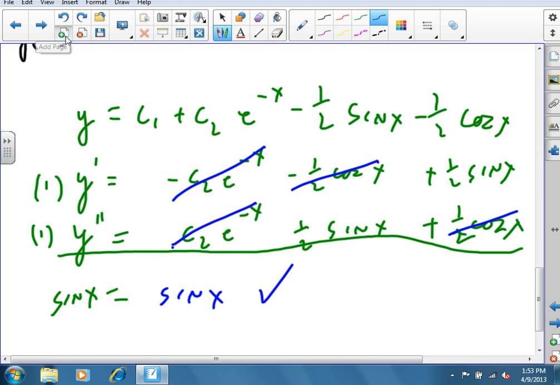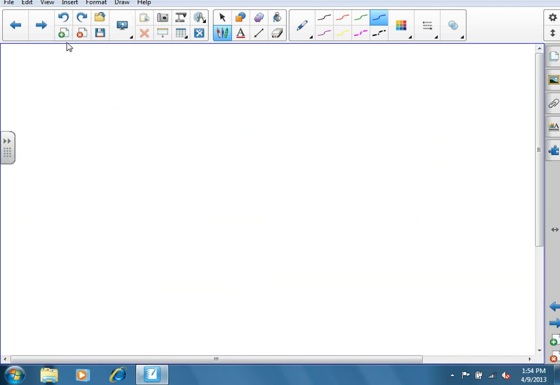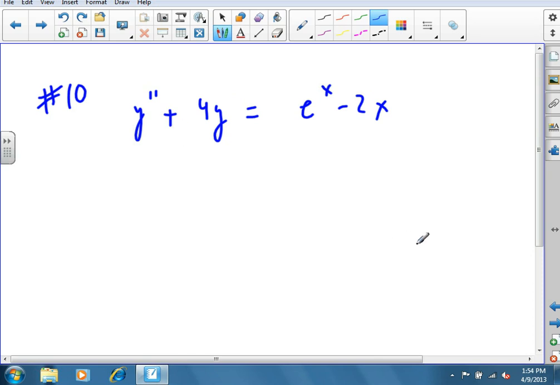Okay, moving on to number 10. I got y double prime plus 4y is equal to e to the x minus 2x. Well, I don't want to solve that problem. That's too easy.